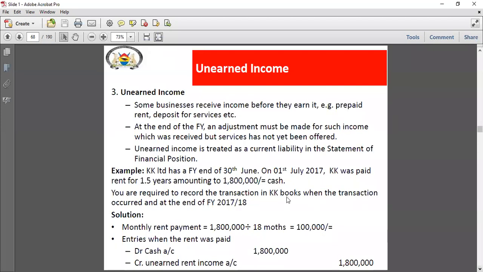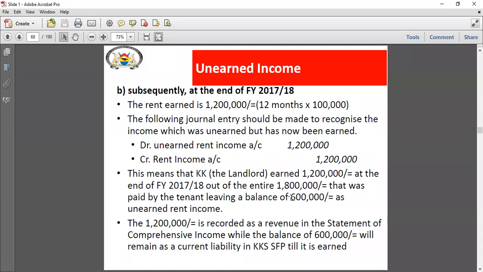We shall have a liability of 600,000 in our books. The reason why we call it a liability is because our clients have not slept in the house or have not utilized the house for the next 6 months. So we shall only recognize it after those next 6 months.